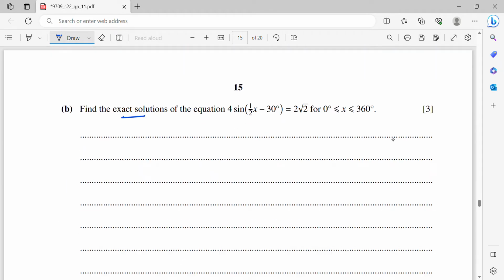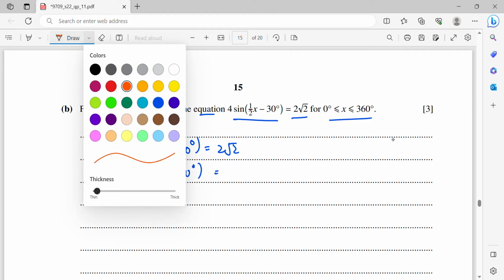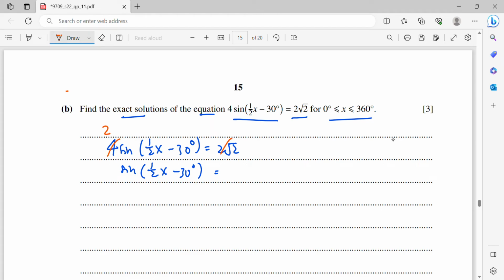Now B, find the exact solutions of the equation 4 sine half x minus 30 degrees is 2 square root 2, whereby the x defined from 0 degrees and 360 degrees. So now 4 sine half x minus 30 degrees is 2 square root 2. So sine half x minus 30 degrees, the 2 can be cancelled off. So this 2 on the left hand side move to the right side, becomes divide. So it becomes square root 2 over 2.